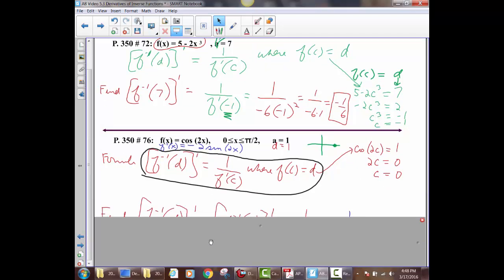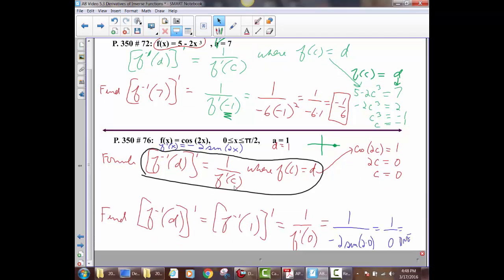So I come back over here. I have 1 over f prime of 0. Of course, I'm going to need f prime. If f of x is cosine 2x, f prime of x is negative sine 2x times 2 by the chain rule. So I take that, replace the x's by 0, and I actually find out that this derivative does not exist.